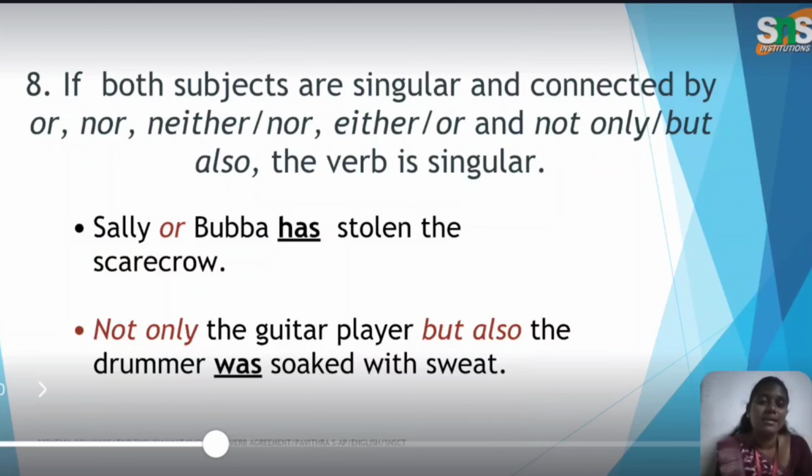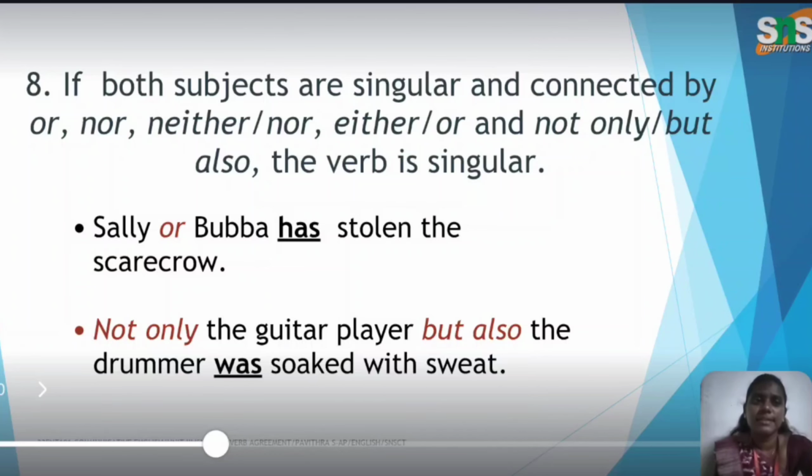Why? Because here we are using the correlative conjunctions or, nor, neither nor, either or, and all those things, right? I repeat, if both subjects are singular, okay? Here Sally is a singular subject and Booba is also a singular subject. That's why we have used has there. And the second sentence, not only but also. Not only the guitar player but also the drummer was soaked with sweat. Now you get an idea, right?